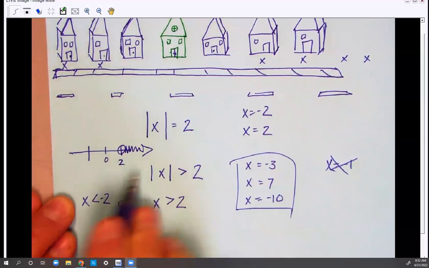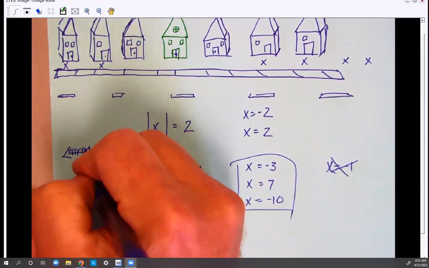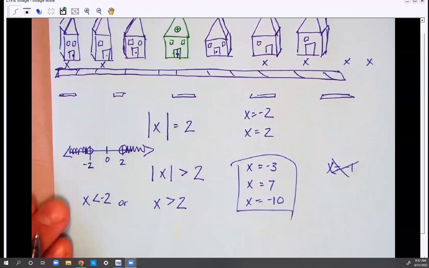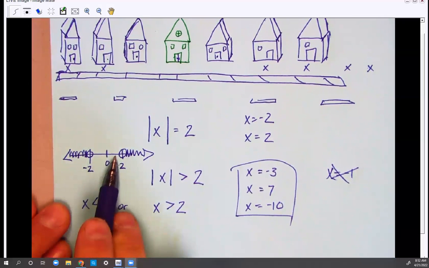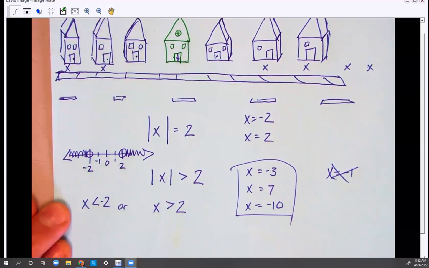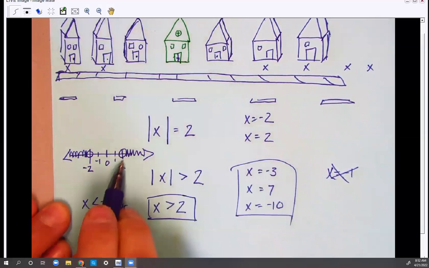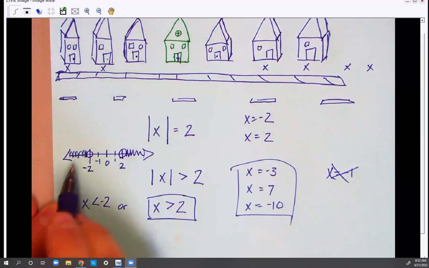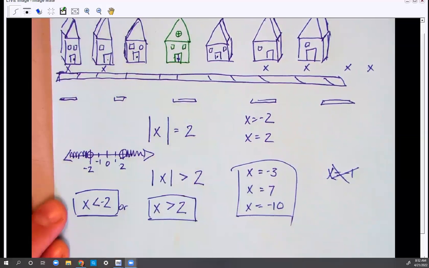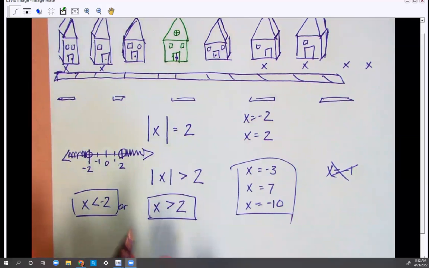We could be any number over here, or maybe we're coming from the left and we're 2 houses in that direction. So we can't be at 1 house away. We can't be at 1 house in the other direction away. So these are not solutions. So our choices are all the numbers bigger than 2 to the right, or all the numbers less than -2 to the left. So absolute value is always going to have 2 boundary points, a boundary point on the right and a boundary point on the left.